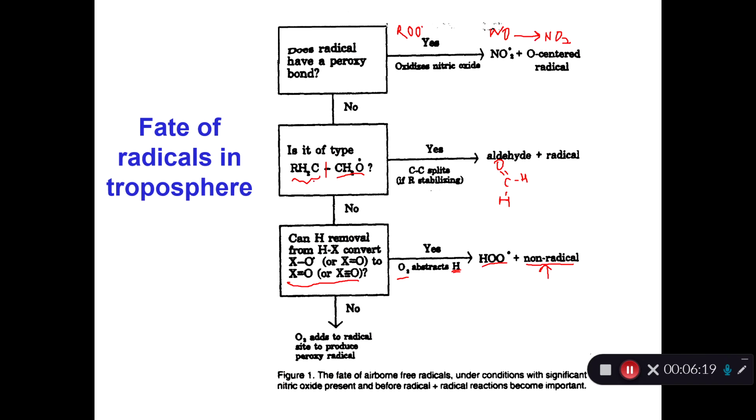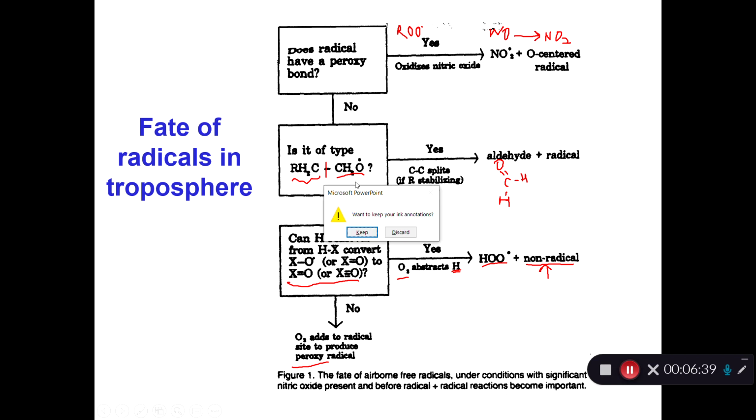Okay, and if the answer to all of these things is no, then you have every other radical in the world: O2 just adds to the radical to produce a peroxy. I find these decision trees really helpful and useful. I don't know how much you like them. But now let's think about this.